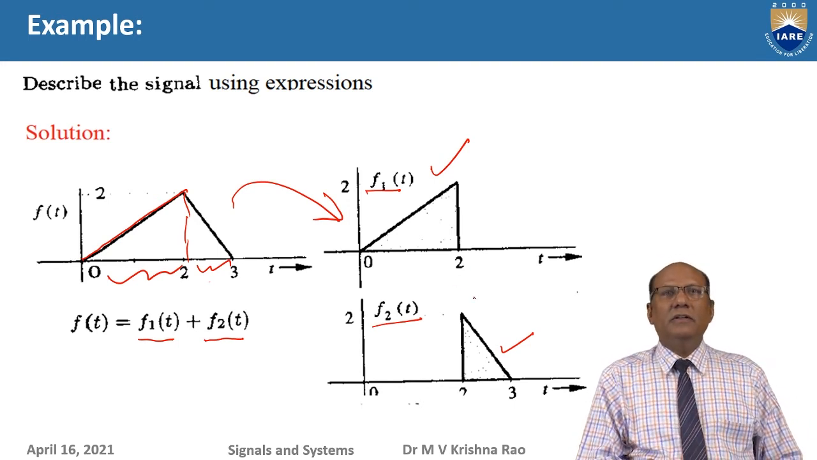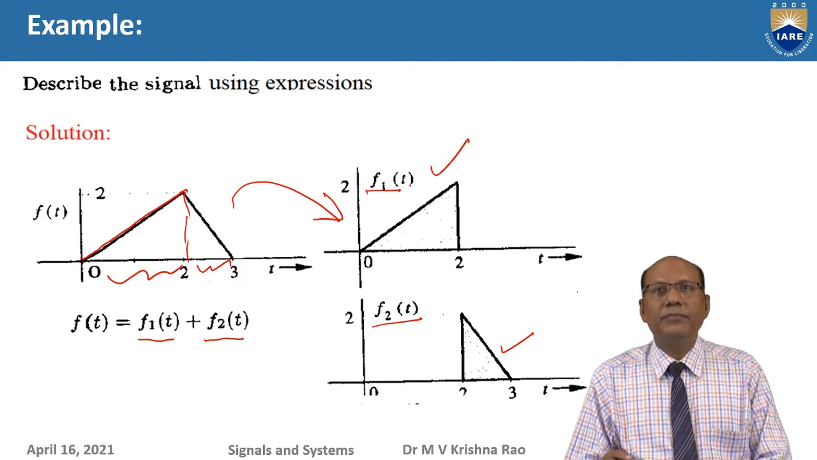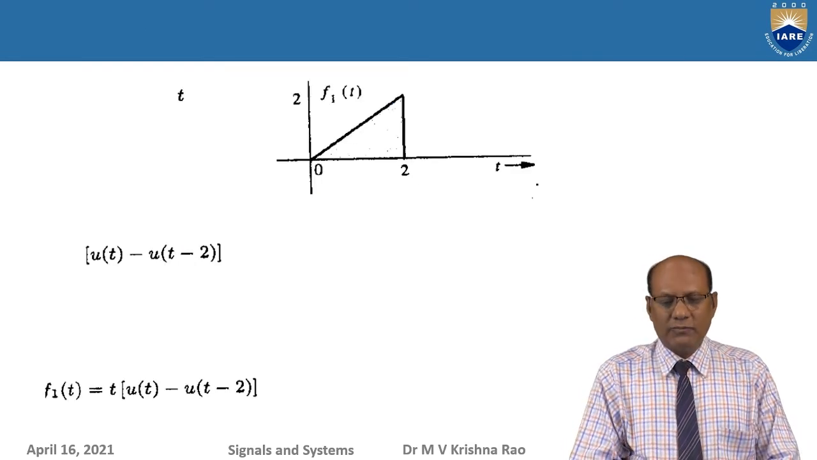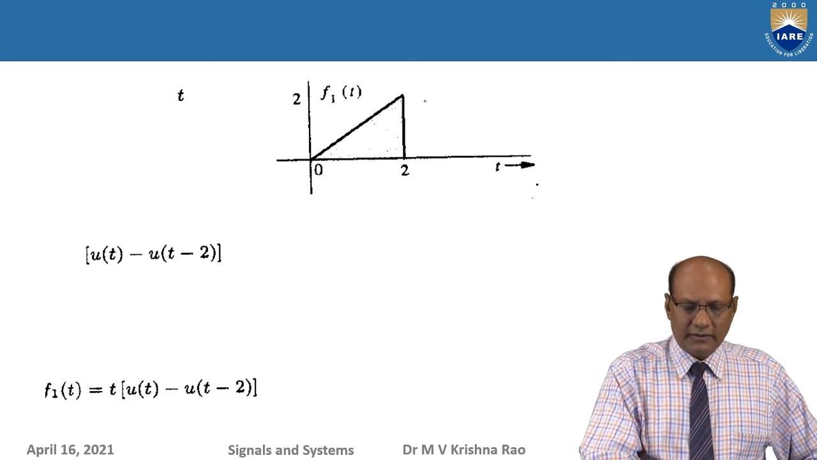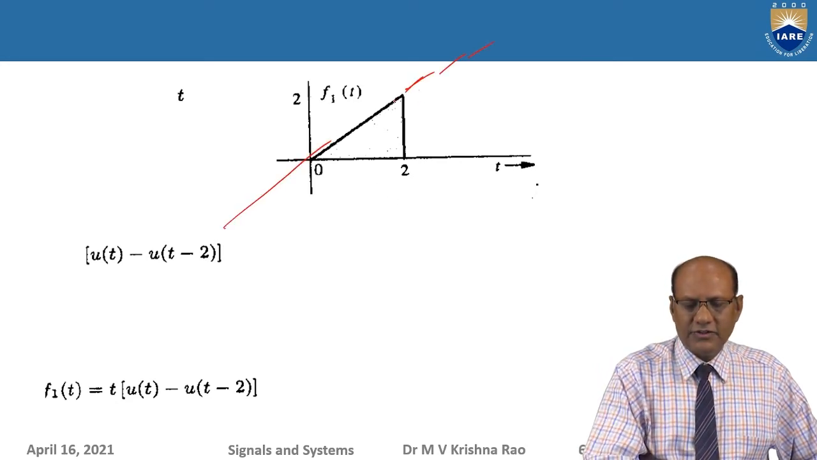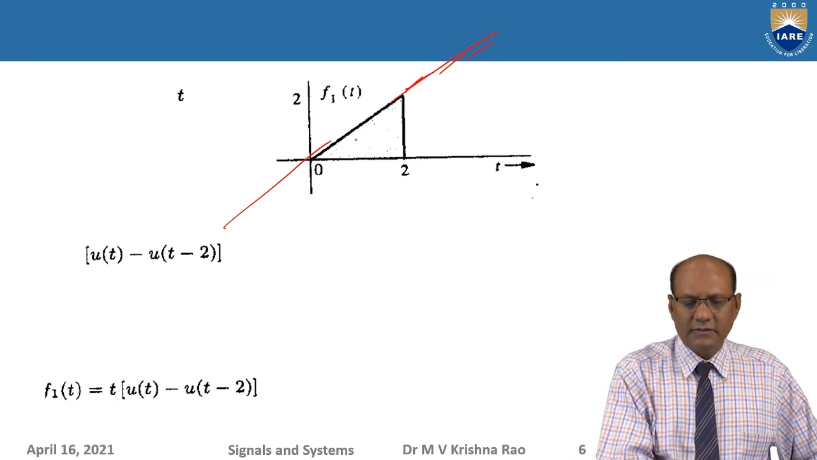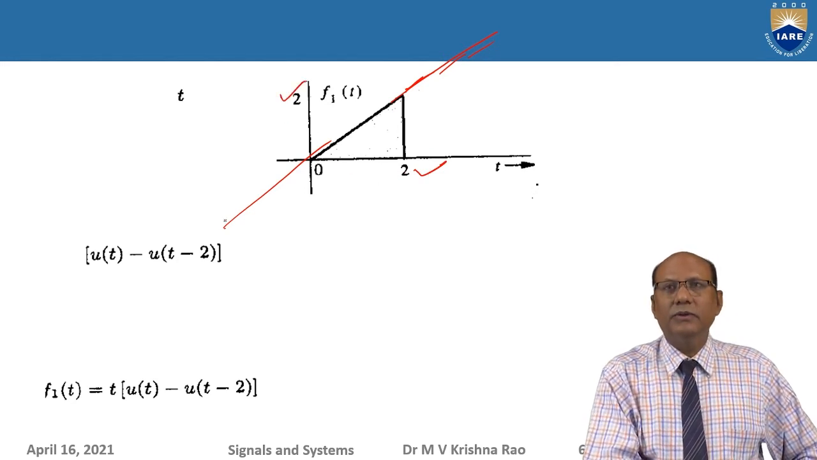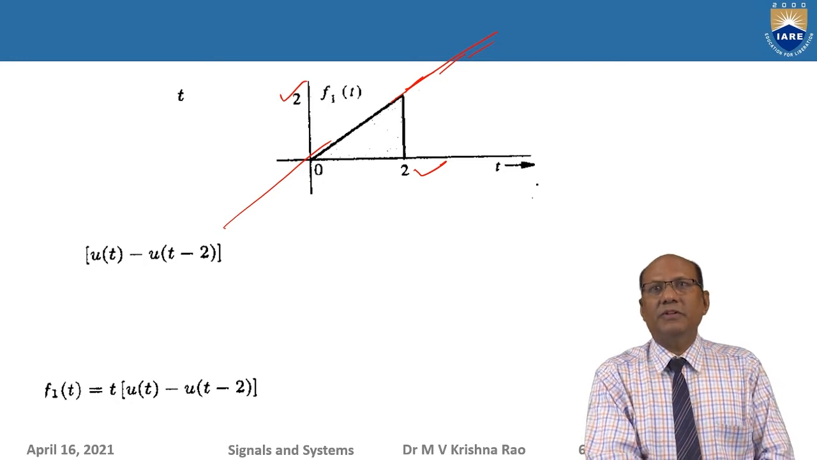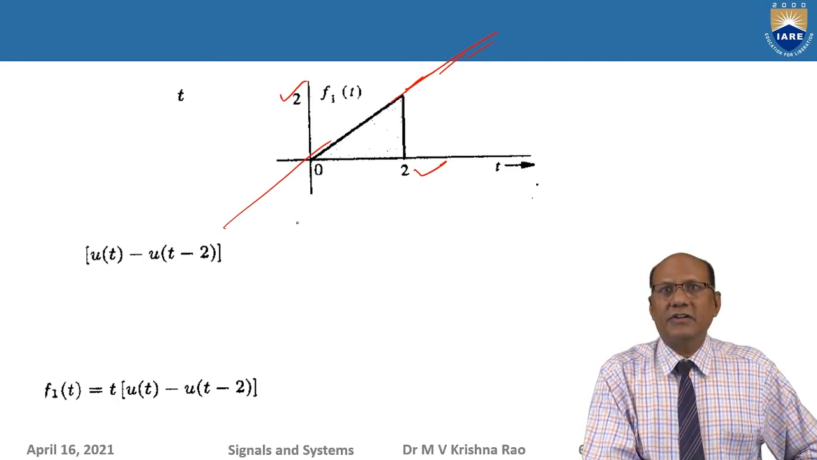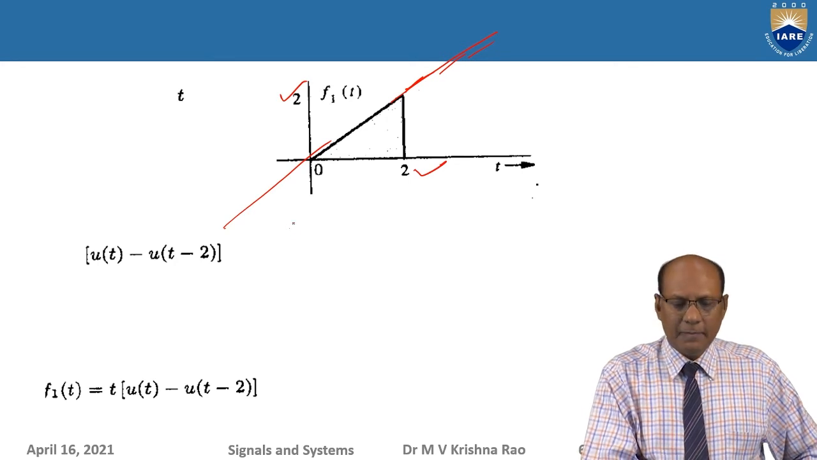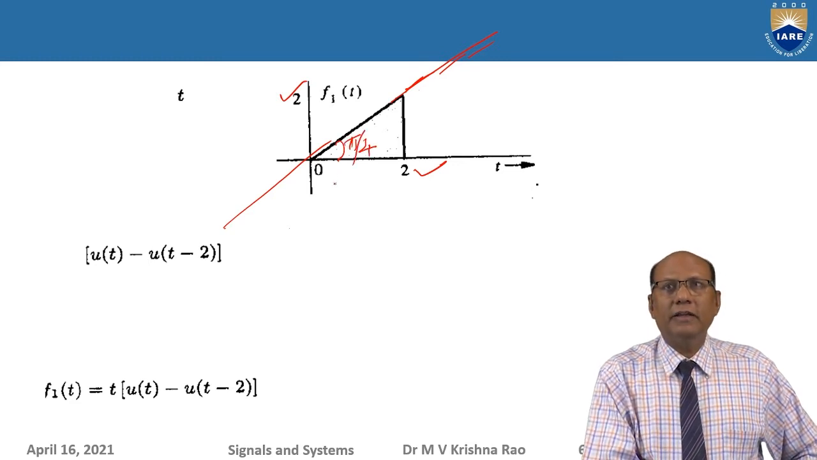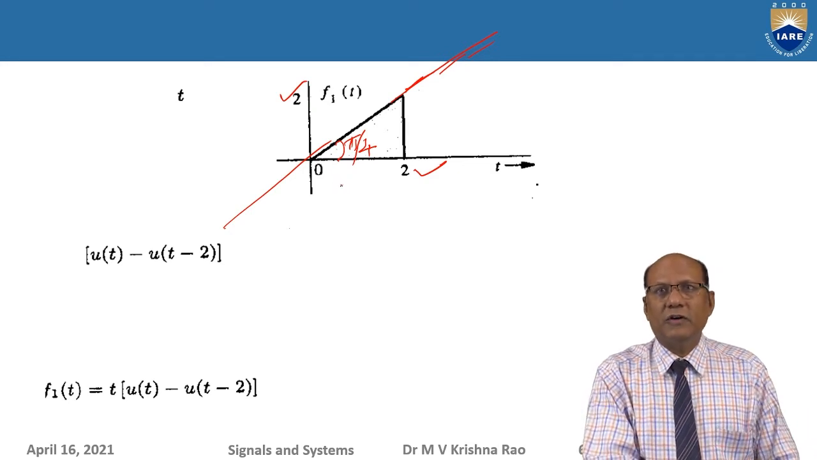Now let us represent F1 and F2 separately. This is F1 I am showing here. I can assume that I extend this straight line like this. Here it is 2, and it is passing through the origin, so there is no y-intercept. So this is a straight line passing through the origin which has a unity slope. So this angle must be pi by 4 radians, and tan pi by 4 is unity. The slope of this function is unity.